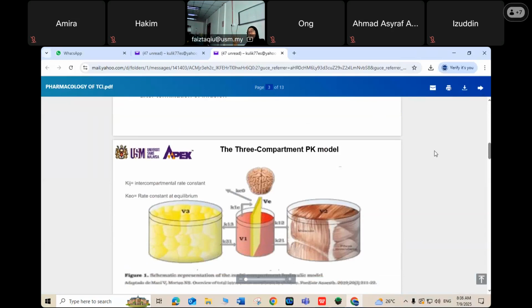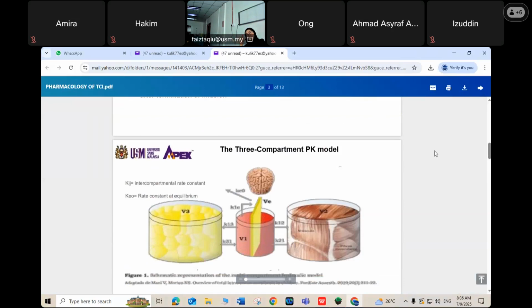The rate is determined by the intercompartmental rate constant or rate of transfer, which is the Kij, just to denote from which compartment to which compartment. So if from V1 to V3, it will be K13. If from the central compartment to the V2, it will be K12. Okay, so just that. And then KEO is the rate constant at the equilibrium. The KEO is the one that will determine how much the machine will give for the rate of maintenance. Okay, so where is that?